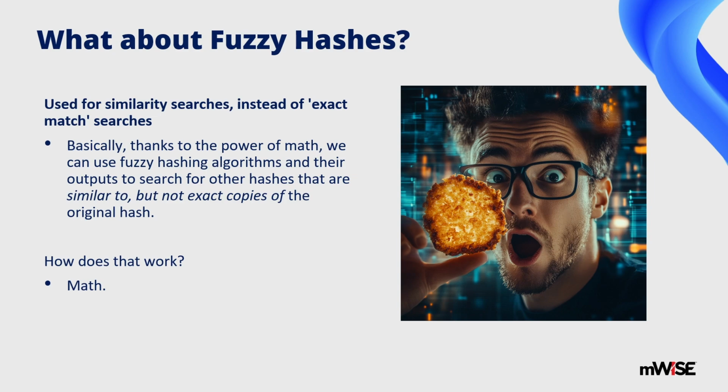So what we do is we use fuzzy hashes. They can be used for essentially similarity searches. If their changing infrastructure is similar to the rest of their infrastructure, we can still catch them. And essentially, thanks to the power of math, we can use those algorithms to find everything else that's similar to that infrastructure. And if you want a really in-depth explanation of how that works, I invite you to Google it, because my answer is math.